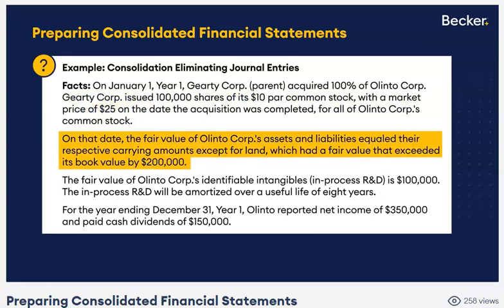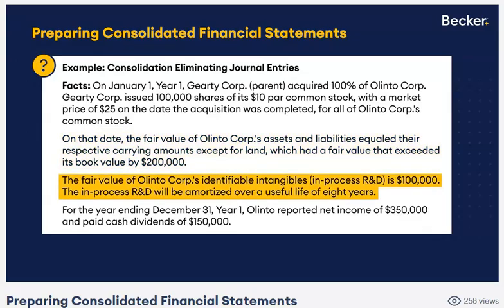On that date, the subs' assets and liabilities equal their respective amounts, except for a different piece of land. Don't confuse this with the piece of land that was transferred between the two. This is a different piece of land which had a fair value that exceeded its book value by $200,000. So that piece of land has to be written up by an extra $200,000. That's in the BIG, the balance sheet adjustment. That's going to be the one item you'll see there.